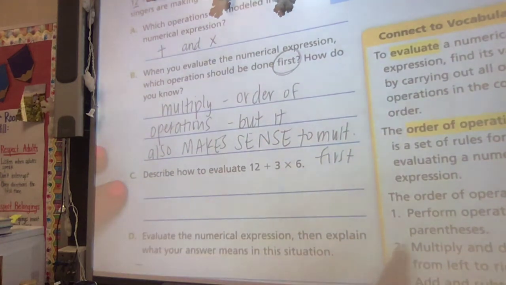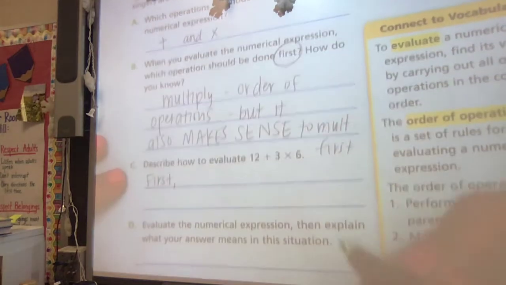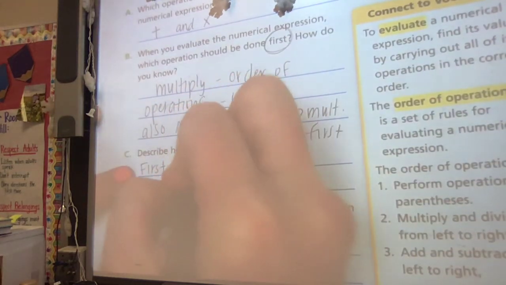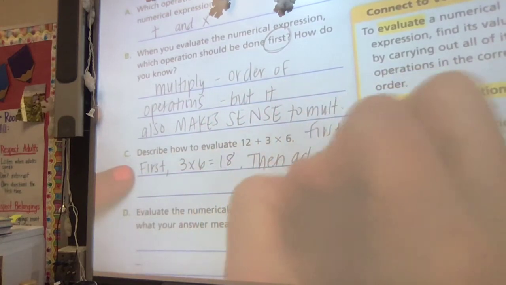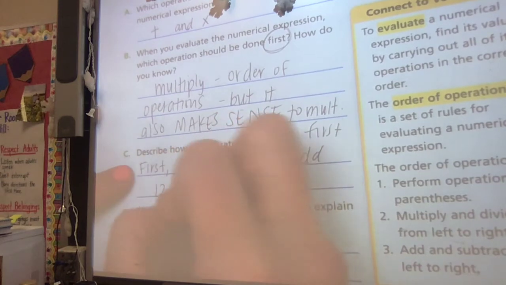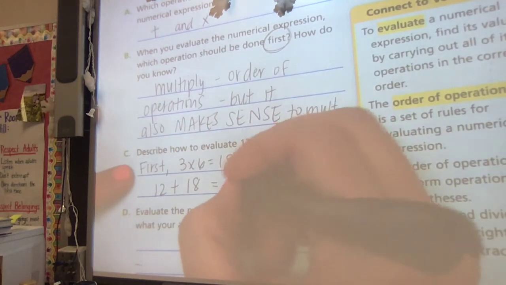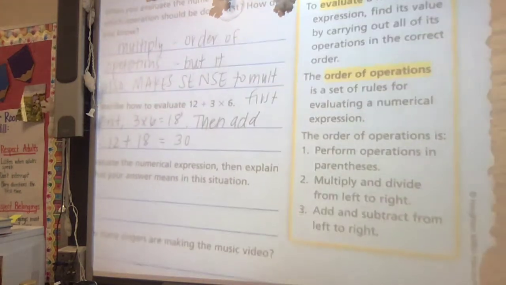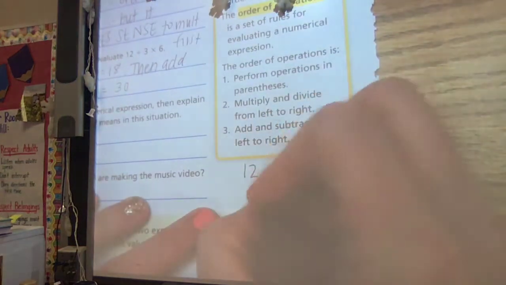Describe how to evaluate this. First, and I'm kind of writing quick, first we're going to say 3 times 6. Then add our 12 plus our 18. And that would give me 30. So let me show you right here how I like to do this. I'm a little picky about how I want you guys to write your stuff.